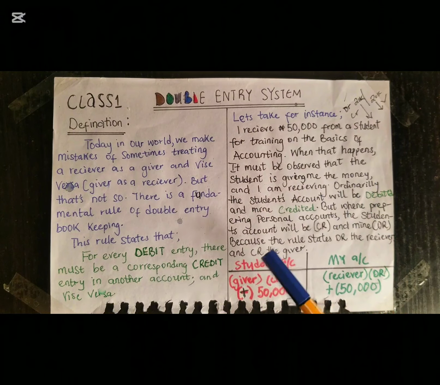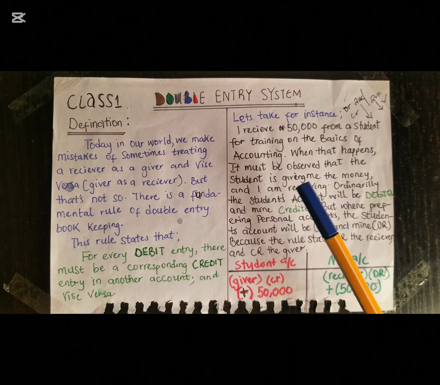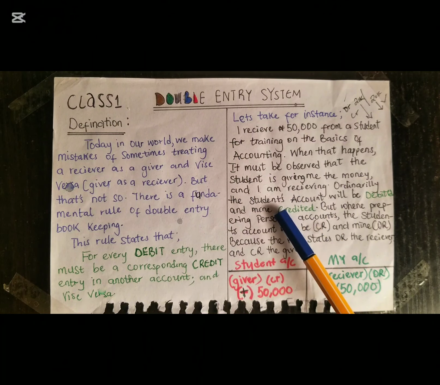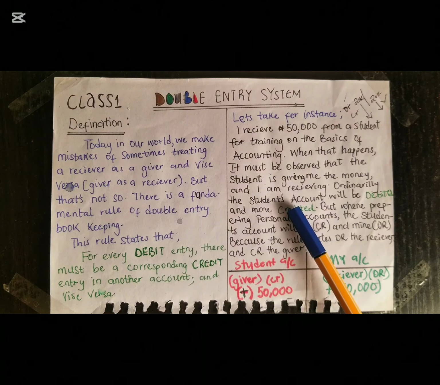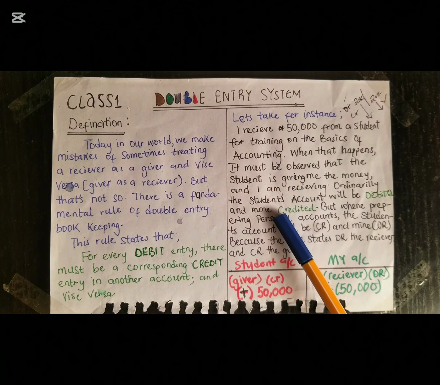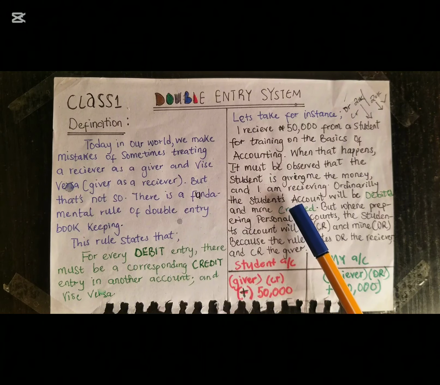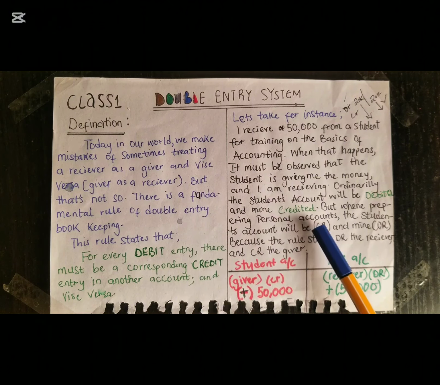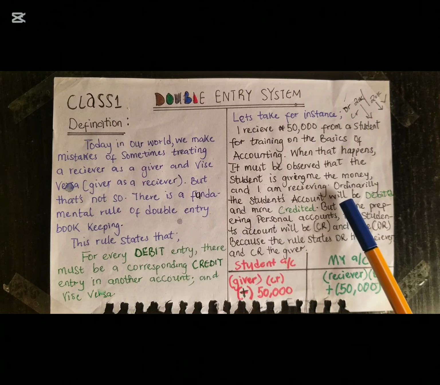Let me state something here. Let's say you are giving me 1 million naira, or let me increase it to 1 billion naira. In the process of giving me that 1 billion naira, in my account I'll see a credit alert, right? And in your account you see a debit alert.